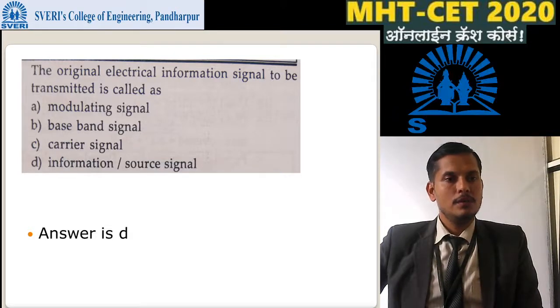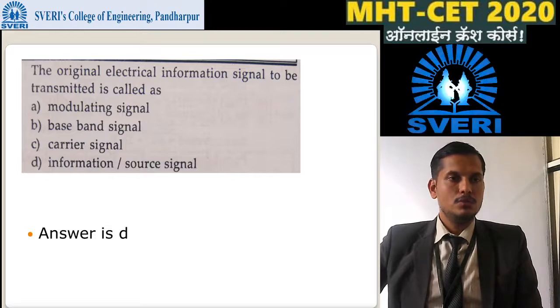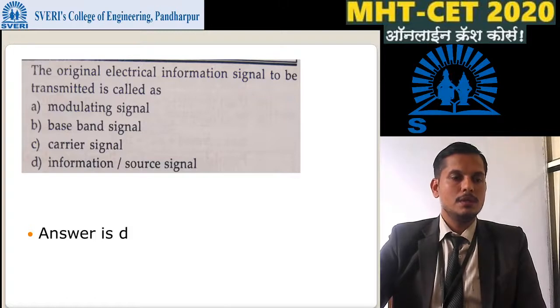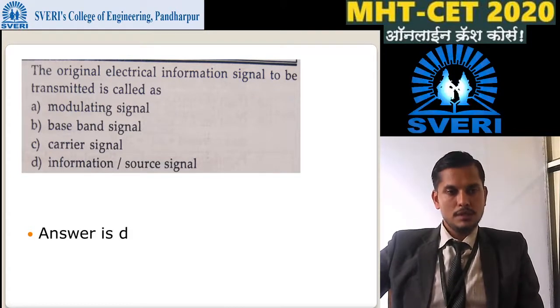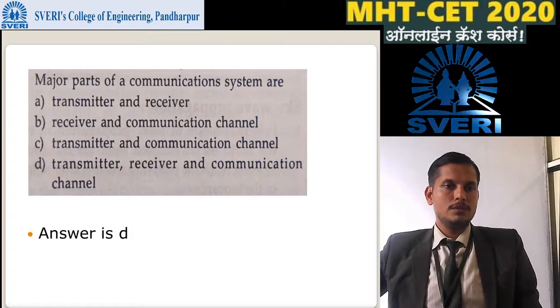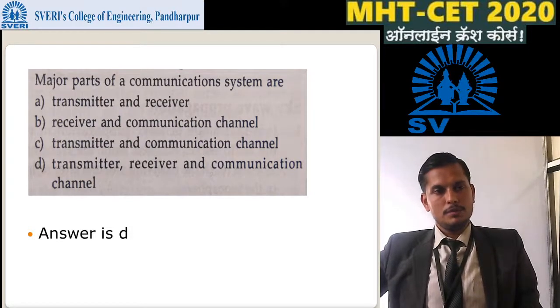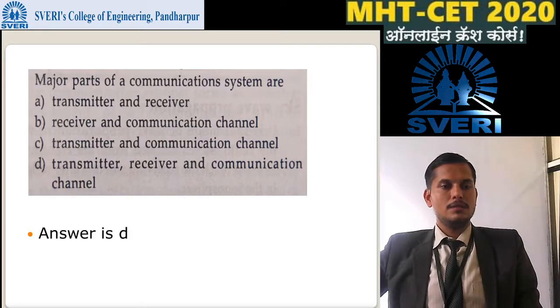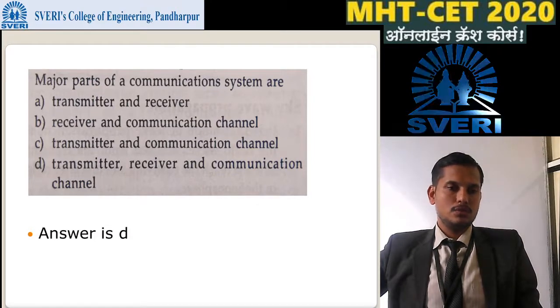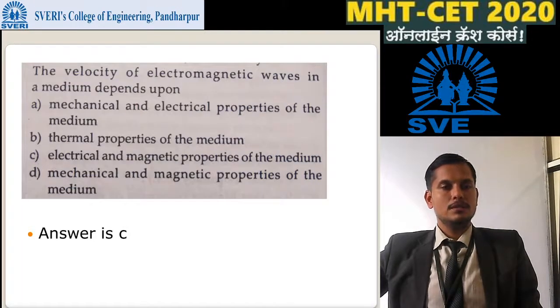The original electrical information signal to be transmitted is called as information or source signal, that we have discussed. That is answer D. Then next, the major parts of a communication system are, answer D, transmitter, receiver and communication channel. Three terms are there: transmitter to transmit the signal, communication channel to pass the information, and receiver to receive the signals.